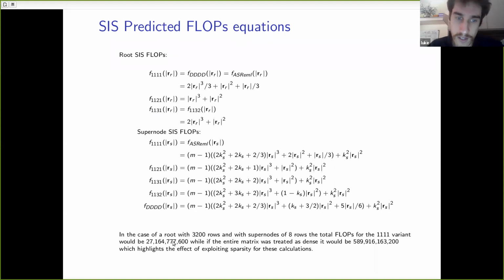And once again, 27 billion odd for the 11111 variant. Well, if the entire matrix is treated as dense, it'd be 589 billion. Once again, a huge effect of exploiting sparsity.